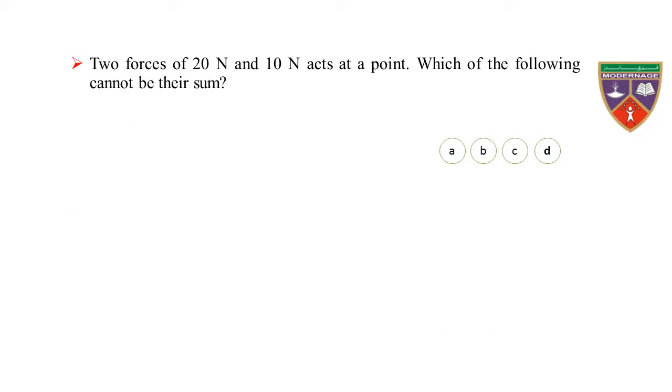Two forces of 20 Newton and 10 Newton act at a point. Which of the following cannot be their sum? Option A 10 Newton, B 25 Newton, C 30 Newton, D 40 Newton. The key is 40 Newton. Therefore, the correct option is D.